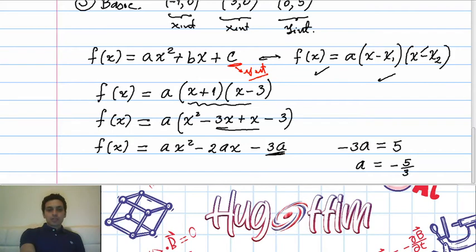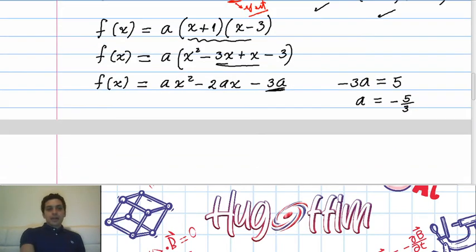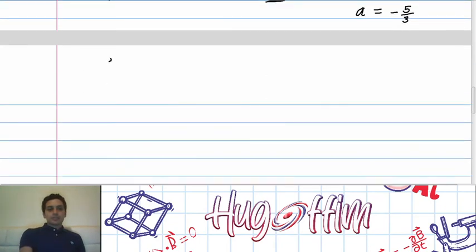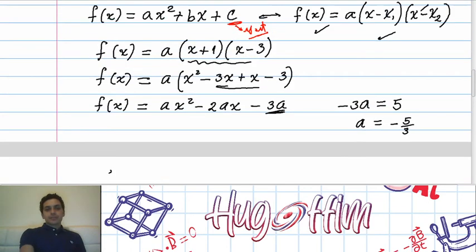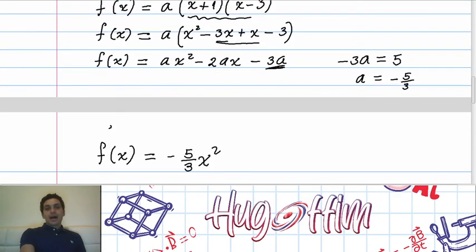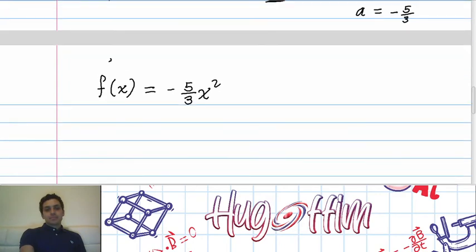So I'm just going to replace a by -5/3. Okay, so I'm going to get f(x) equals -5/3 of x squared plus, 2 times 5 will be 10/3 of x, and I know that the final term will be plus 5.